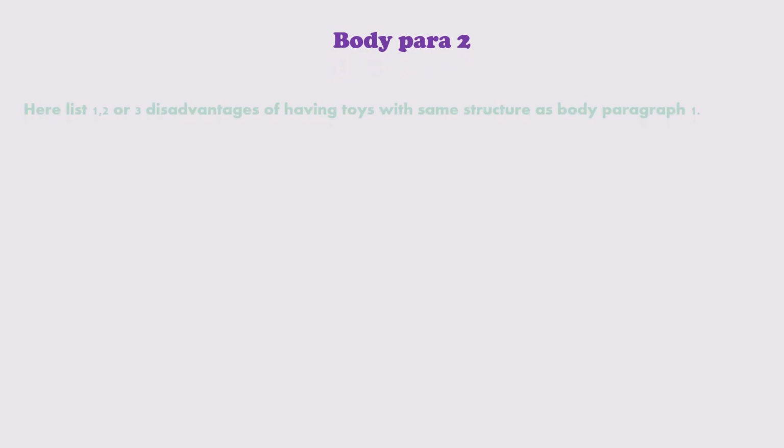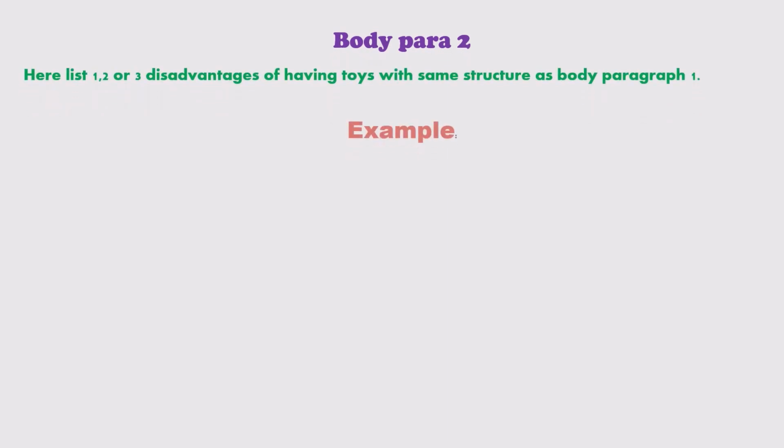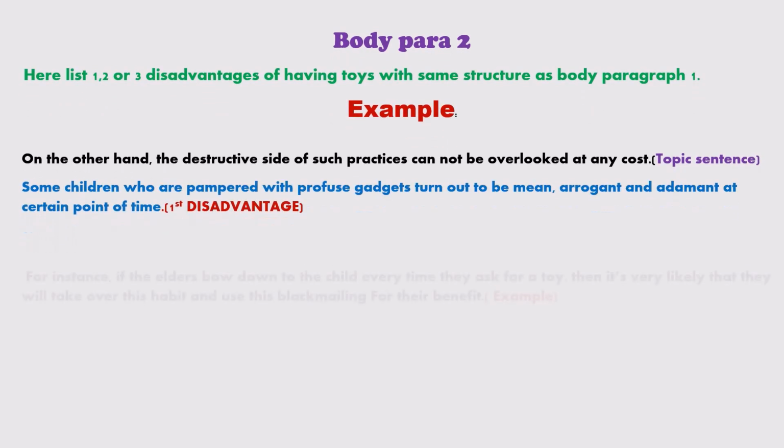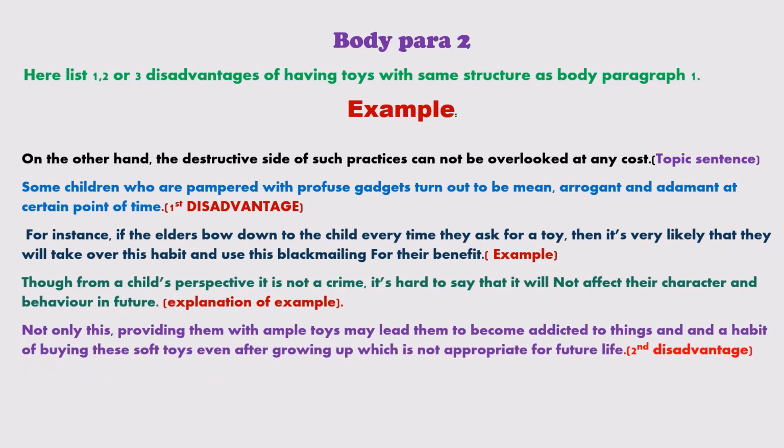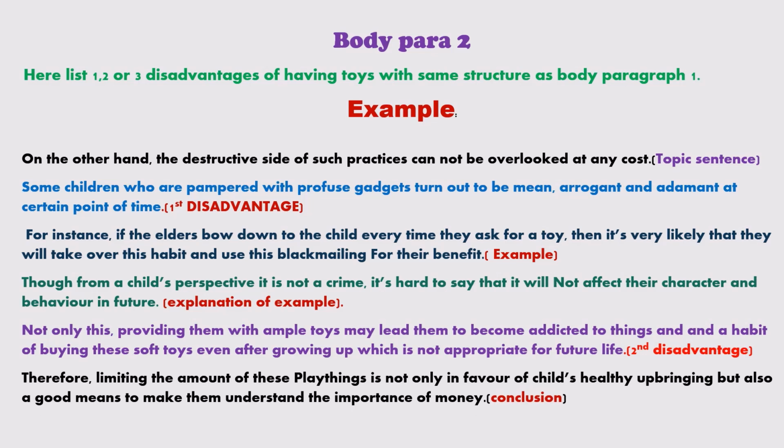It's the same for body paragraph 2. So here again I am going to put in two disadvantages with example, its explanation and then conclusion. So here I am saying that there are destructive side of such practices. So destructive side shows that this paragraph is going to talk about something negative, something con, something that is a drawback. So your topic statement should clearly say what the paragraph is about.